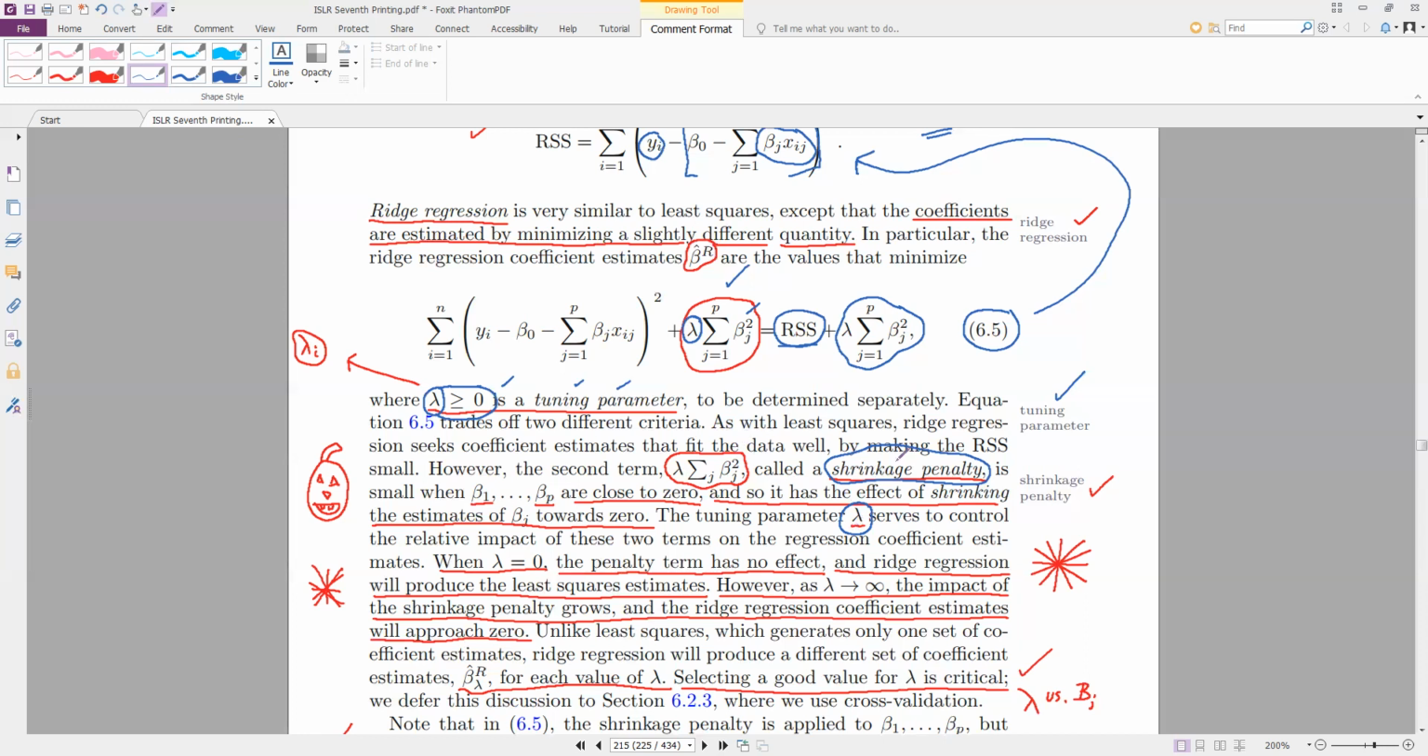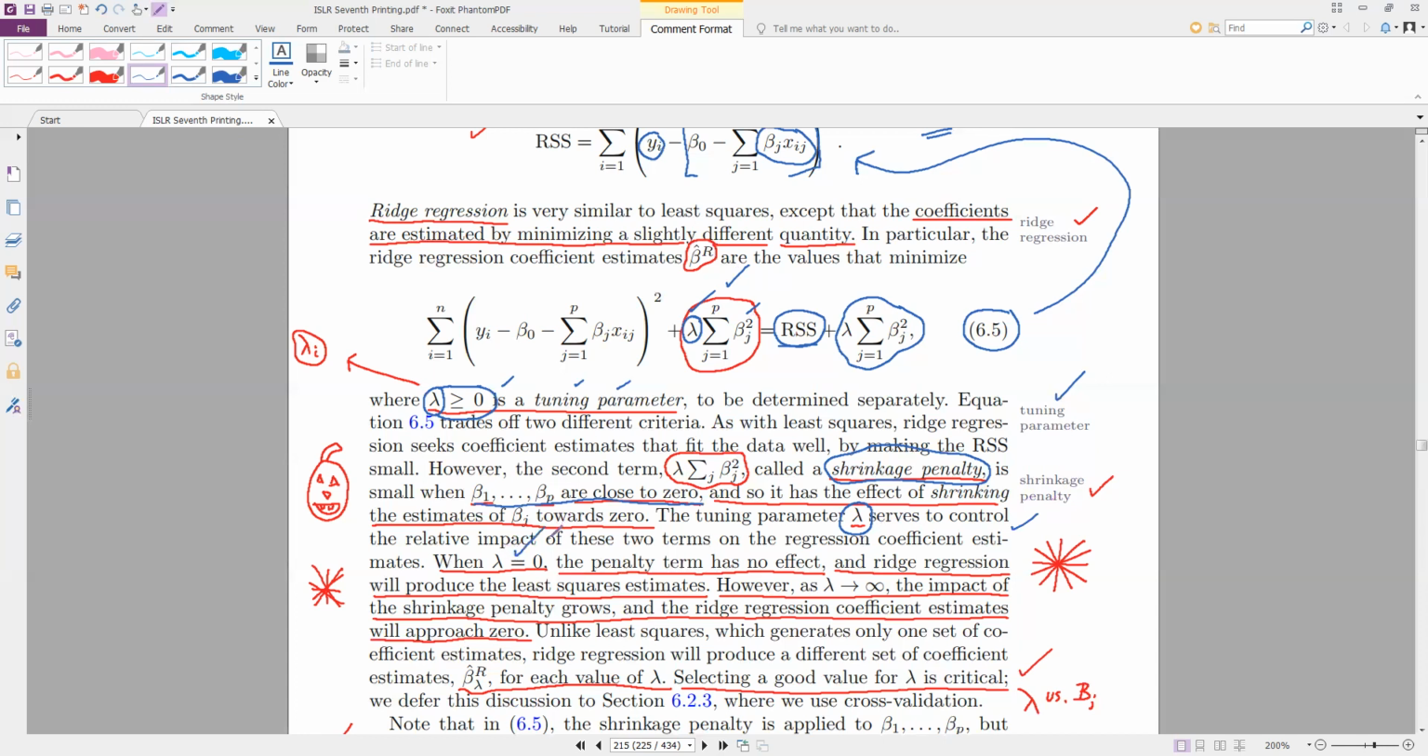So again, this whole thing is the shrinkage penalty. The shrinkage penalty is going to be small when your weights are close to 0. And that makes sense because when you look at the sum of the squared weights, if all of these weights are close to 0, then for a given value of the tuning parameter, you're not adding very much to the residual sums of squares. So you can think of that tuning parameter as controlling the penalty to some extent.